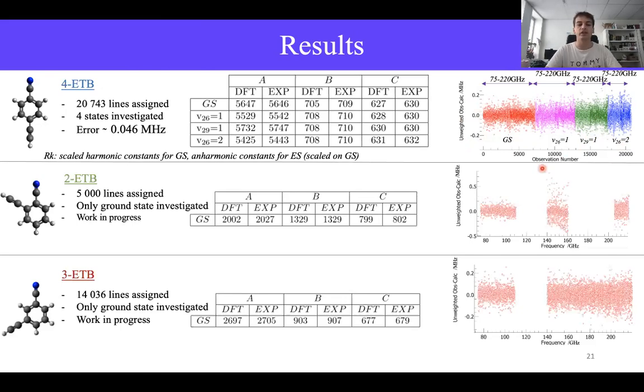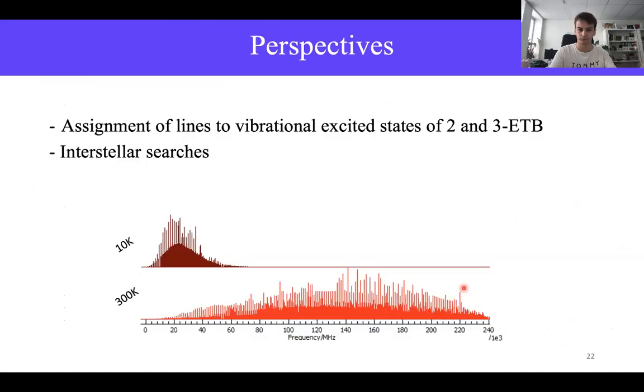For the 2 and the 3 ETB, we have a lot fewer lines assigned, around 5,000 for the 2 ETB, and around 15,000 for the 3 ETB. Because on the 3 ETB it's still work in progress, and on the 2 ETB we are missing a part of the spectra from 160 GHz to 206 GHz. And for both 2 ETB and 3 ETB, we did not manage to assign the excited state lines.